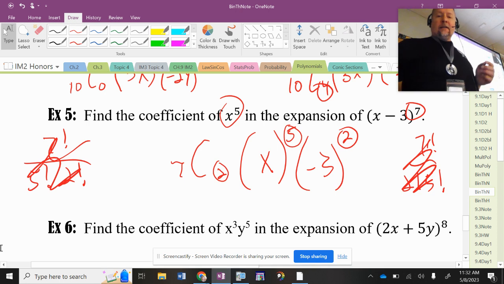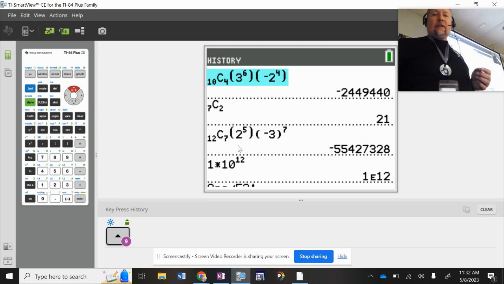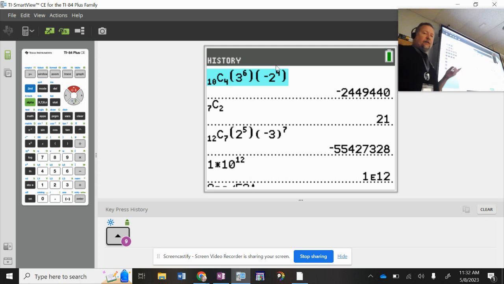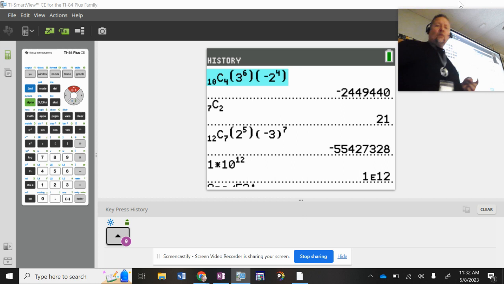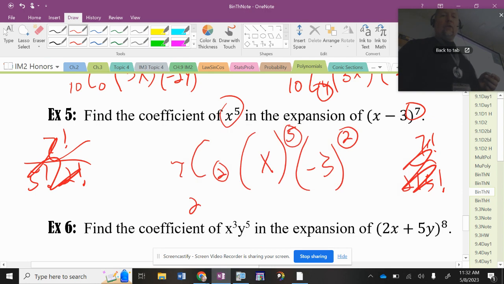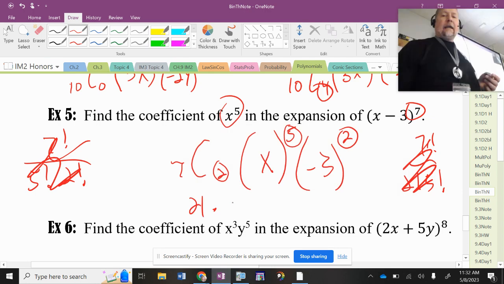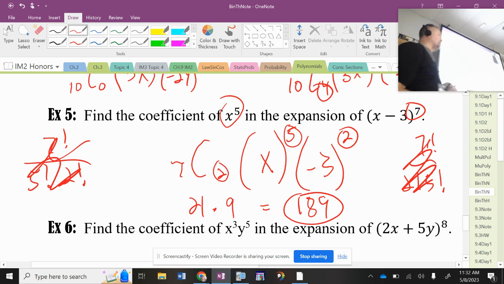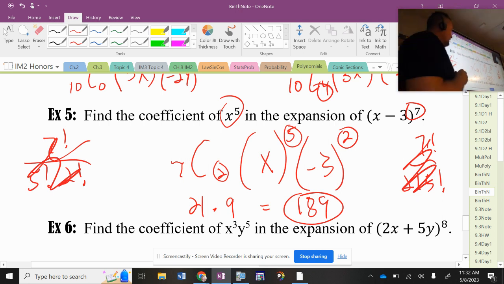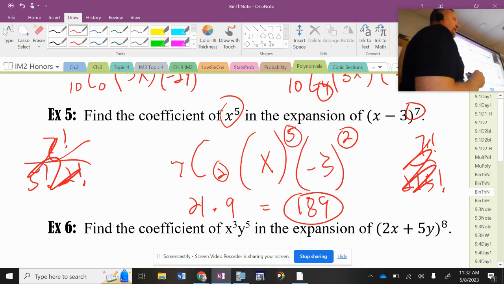All right. And then this one, again, you've got to make sure you type this on your calculator correctly. But all I did was 7C2, which is 21. And then I knew negative 3 squared is 9. So that's 189. And it just wants the coefficient. So that's the answer. That one I did calculate. I still did it with a calculator. All right, let's move on.